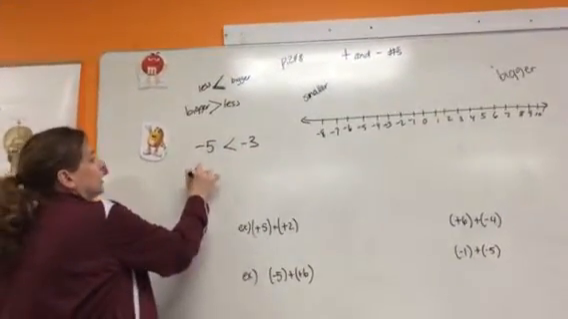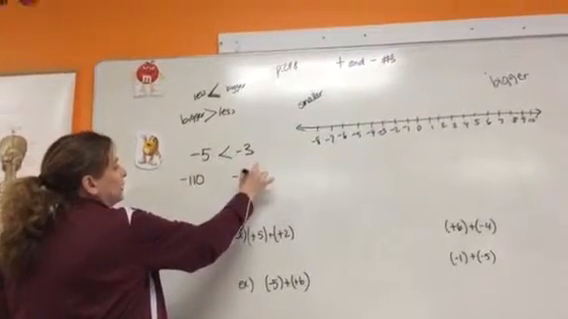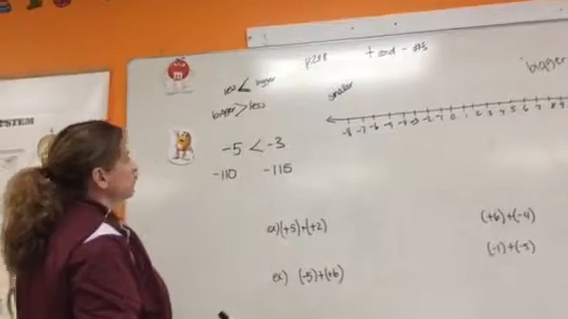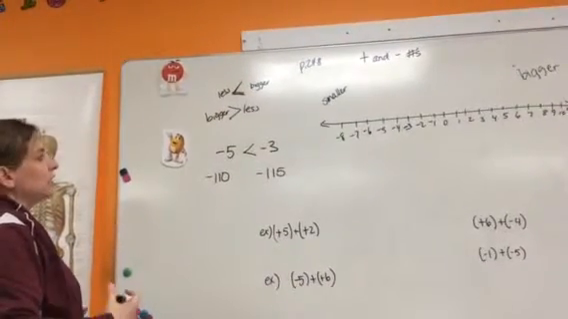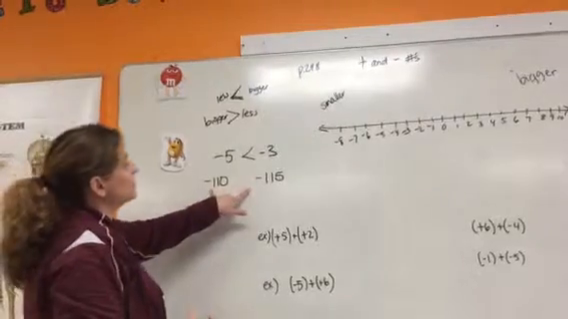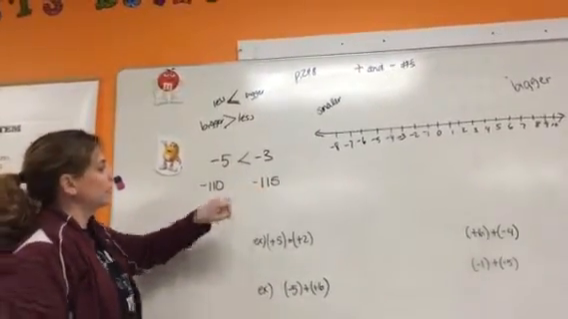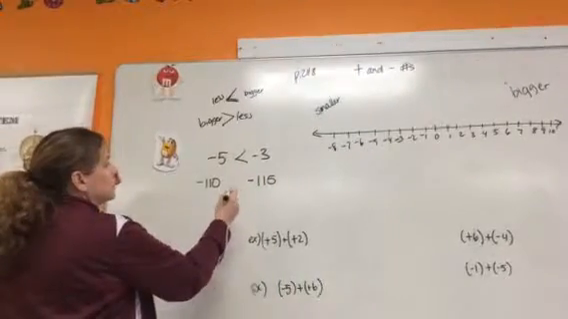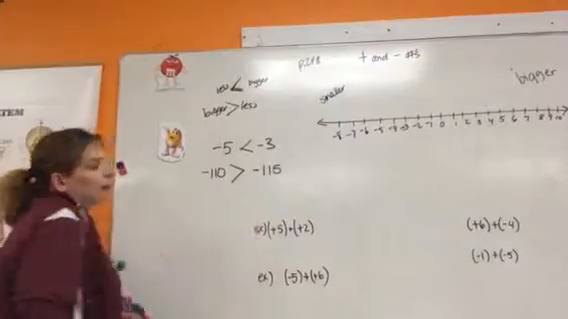What if I had -110 and -115? Okay, which one's bigger or which one's smaller? Well, let's see. When you're dealing with negatives, the smaller one is going to be the higher number with the negative, okay? So the way it actually works is this is actually bigger than that.